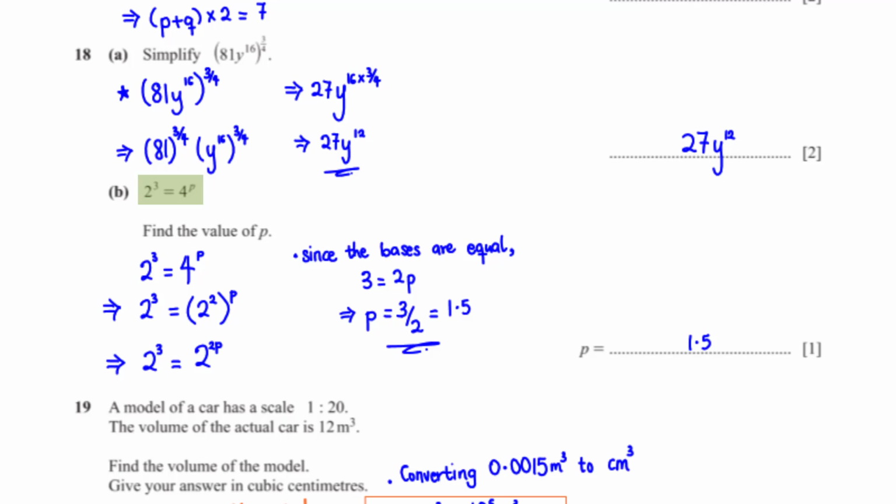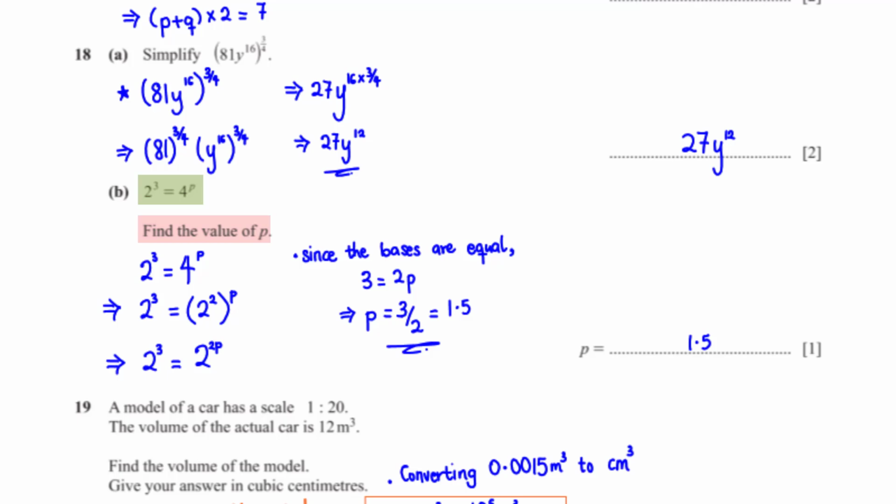2 raised to the power 3 is equal to 4 raised to the power p. Find the value of p. So to find the value of p, we are going to try to rewrite 4 raised to the power p to a base of 2 so that we can compare both sides of the equation.